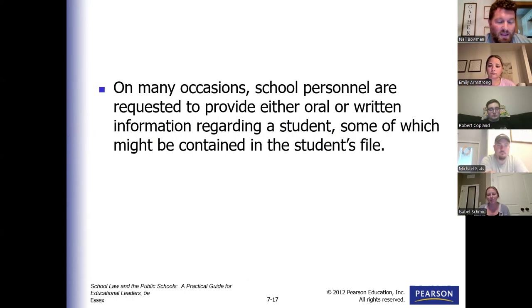As educators, on many occasions, we will be requested to provide information regarding a student. This could be verbally, like in a conversation with a partner, or a parent, or another colleague, or in writing, perhaps as part of a report or record request. Sometimes this information might come directly from the student's confidential file.